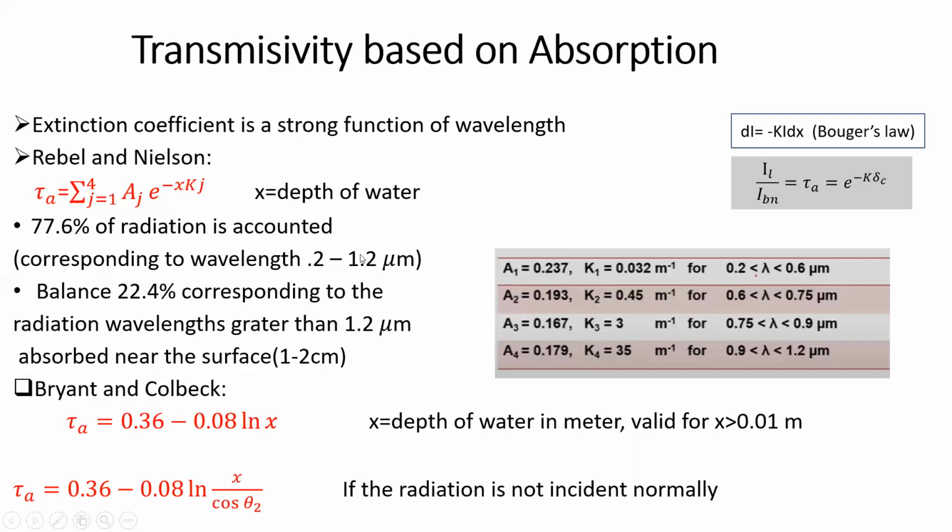when solar radiation is incident on the solar pond in the range 0.2 to 1.2 micrometer, 77.6% of that radiation is almost absorbed at the surface, but the balance 22.4% of radiation, which is greater than 1.2 micrometer, is absorbed near the surface.